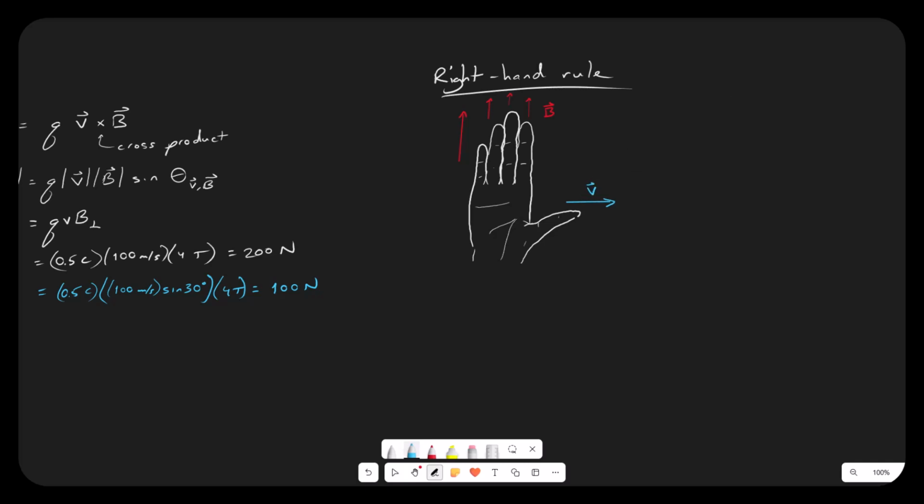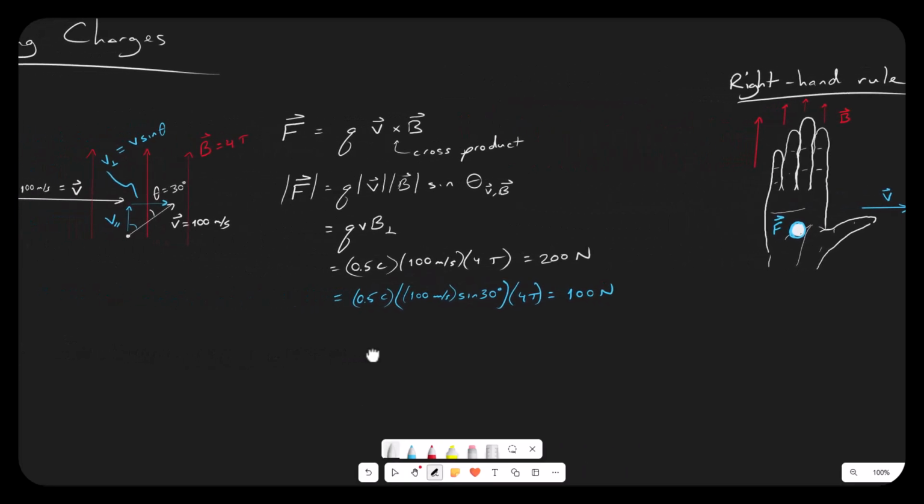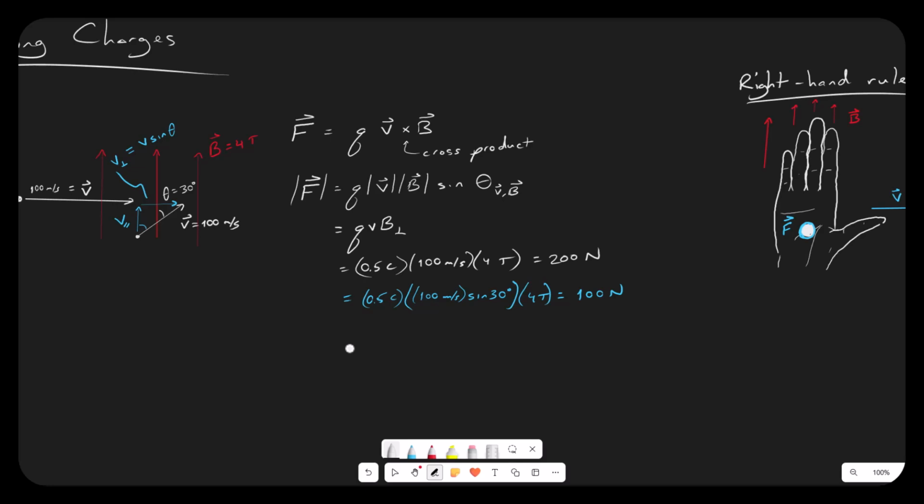And when you do that, the force shoots out of your hand, Iron Man style. That's really it. So if I have this situation back here, I've got a velocity that points to the right.